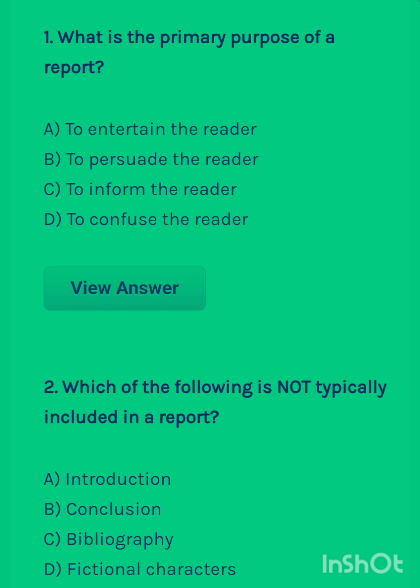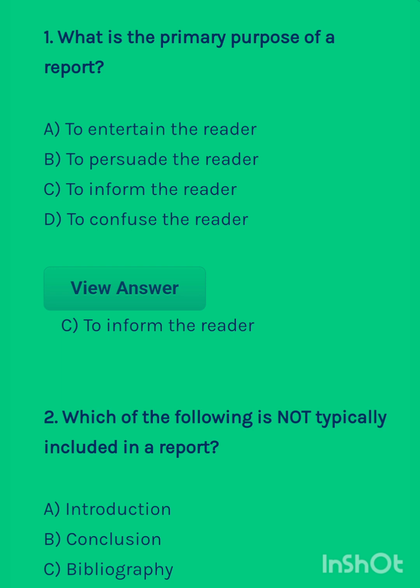First question is, what is the primary purpose of a report? Options: first, to entertain the reader; second, to persuade the reader; third, to inform the reader; fourth, to confuse the reader. Correct option is option C, to inform the reader.